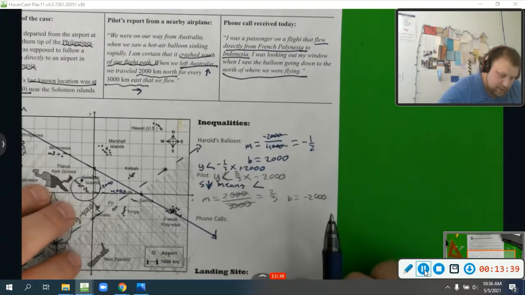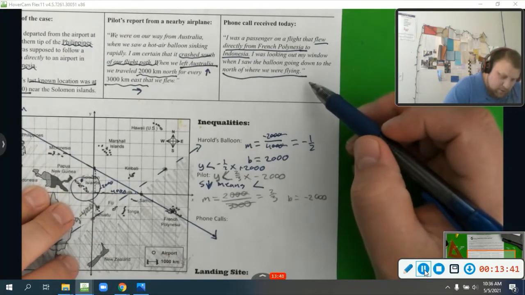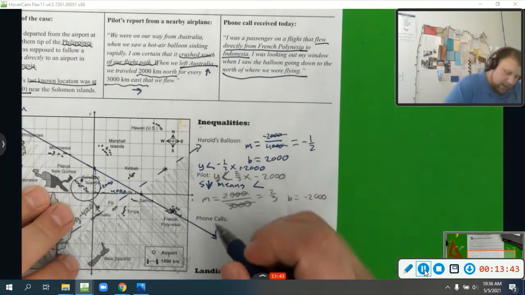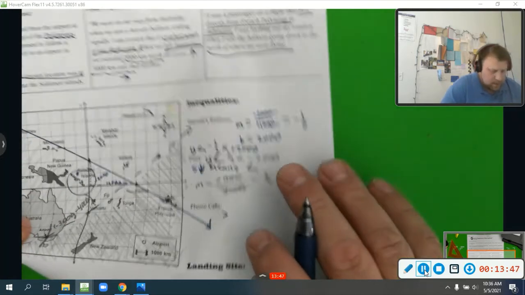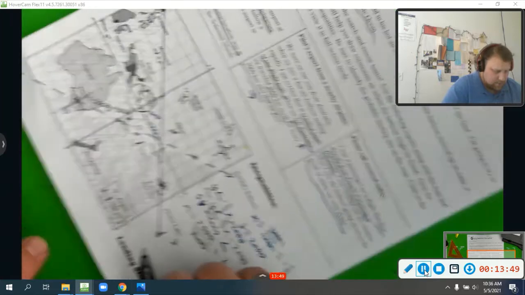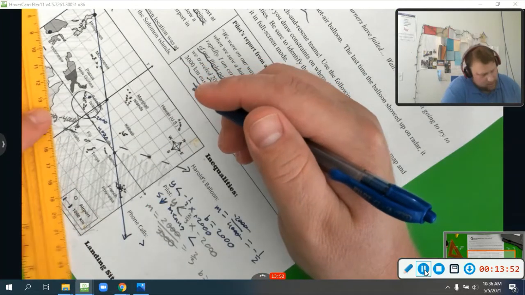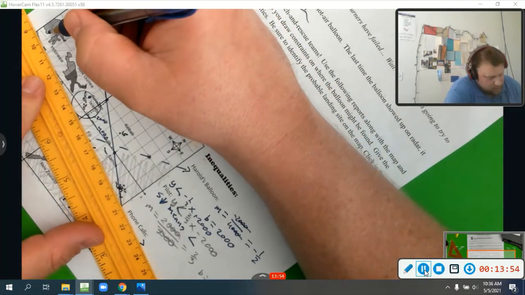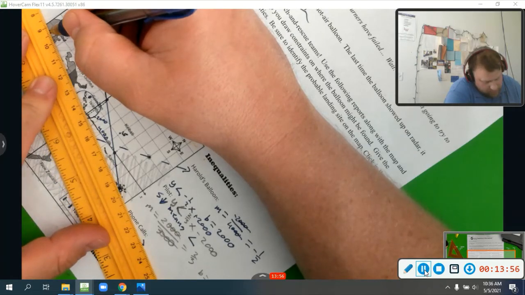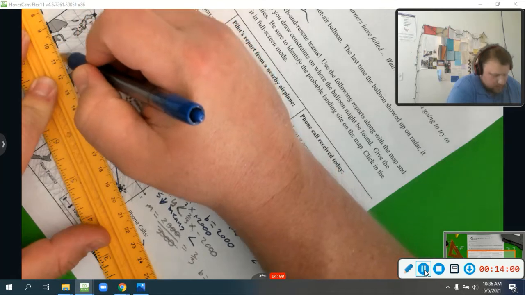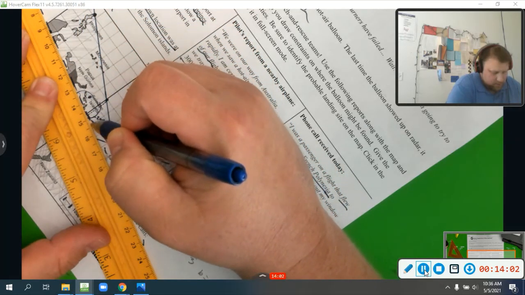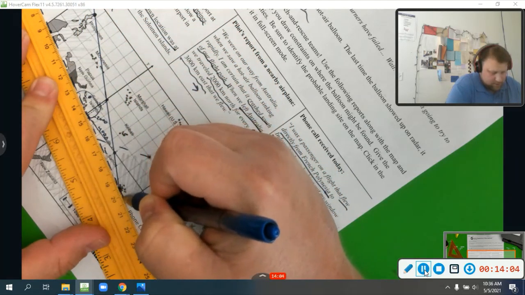Oh, and let's read just a second. I was looking out my window when I saw the balloon going down to the north of where we were flying. It says to the north, so I know this is going to be greater than. And I'm going to go ahead and make it a dashed line because we know it's greater than. Why not? So we've got Indonesia to French Polynesia. After I draw this line, you guys may be able to really guess pretty easily where it's coming from.